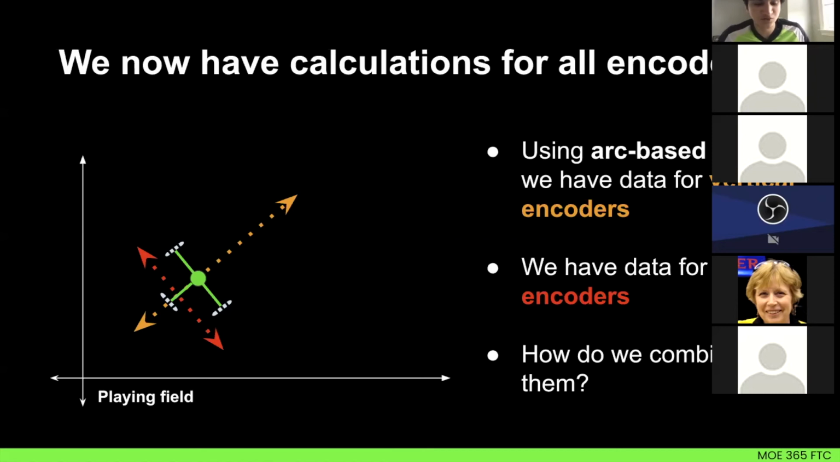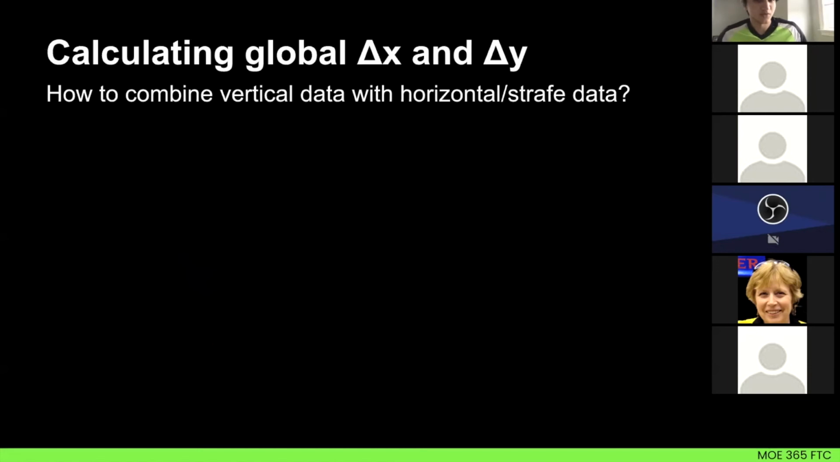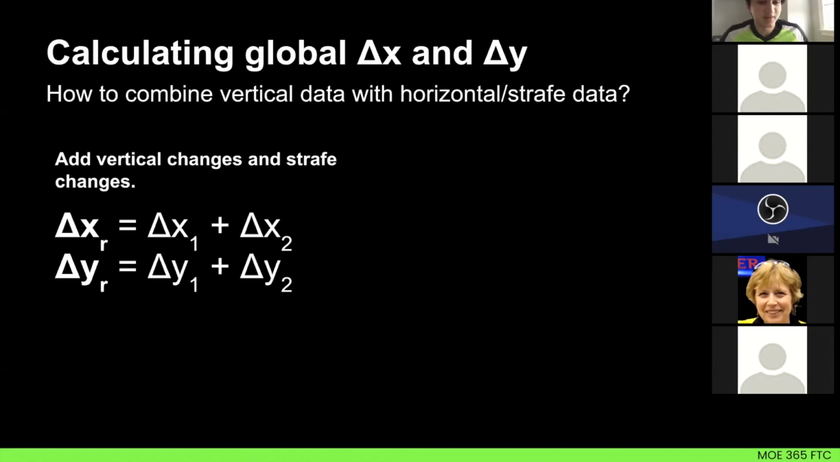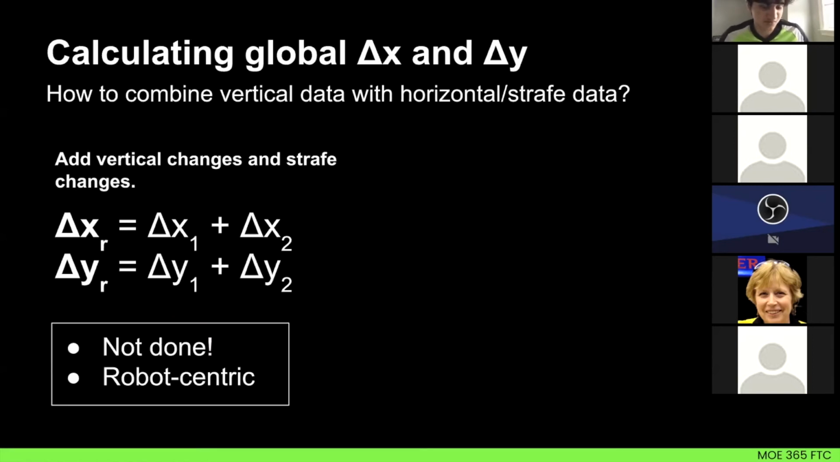But now that we have these two robot-centric changes, how do we combine them? In other words, how do we combine this vertical data with horizontal or strafe data? All we have to do is add the vertical changes and the strafe changes because they're both on the same robot-centric axis. And we're going to call this quantity delta XR, which equals delta X1 plus delta X2, and delta YR, which equals delta Y1 plus delta Y2. But we're not done yet because these changes are robot-centric. We want to figure out our position relative to the field. So we have to convert these robot-centric changes into field-centric changes.